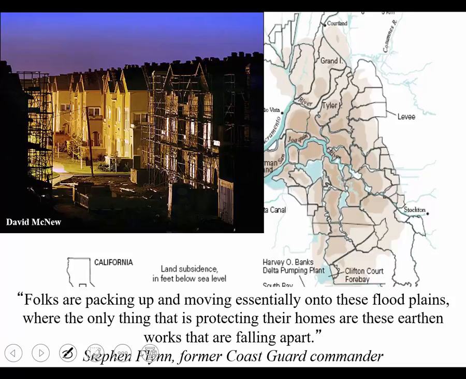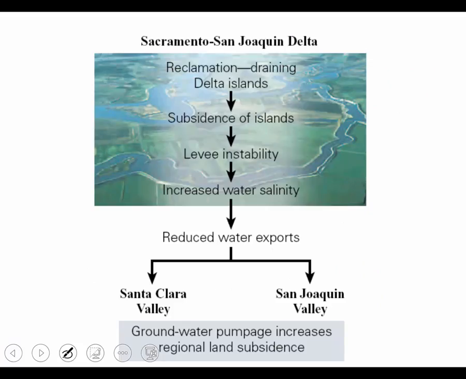And the comment here is that they're moving on the floodplains, and the only thing protecting the home is an earthen levee that everybody agrees is just kind of falling apart. So we're doubly damned. We have created a space that results in subsidence, and now we're putting people into that space, which, because of subsidence, is more at risk to flooding. And so this is a major problem in this area.